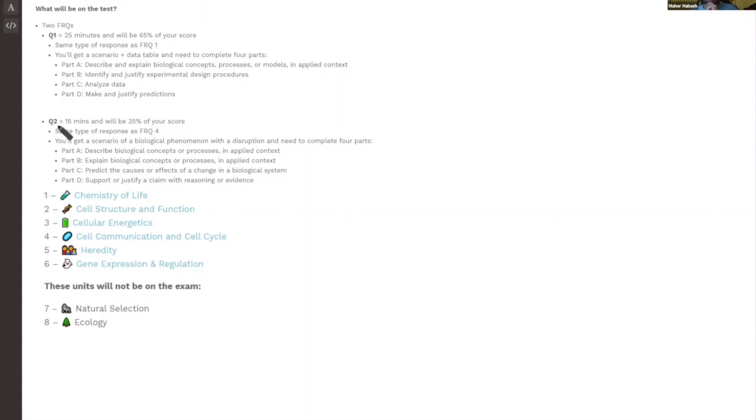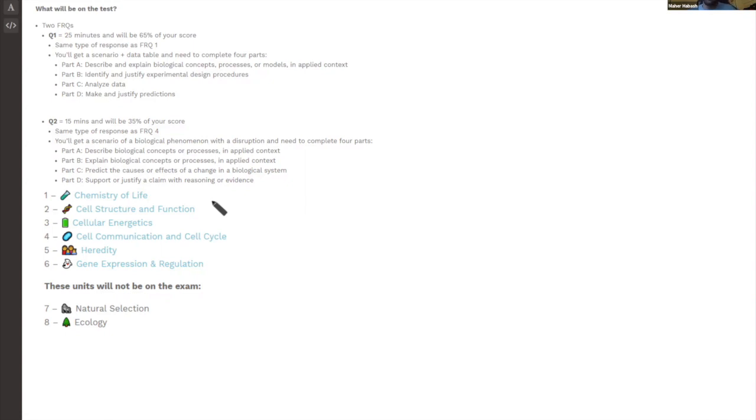Now, question 2 is very similar, except you don't have a data table to analyze, but you're still going to describe some sort of concepts or processes, explain what's going on, predict what happens if you mess with it. So that's one of the new things, and then basically support why you said that.